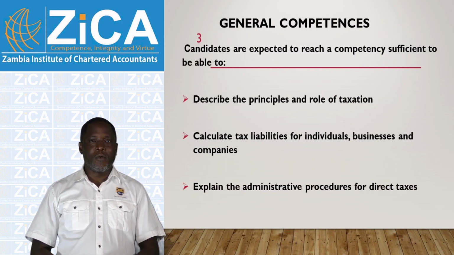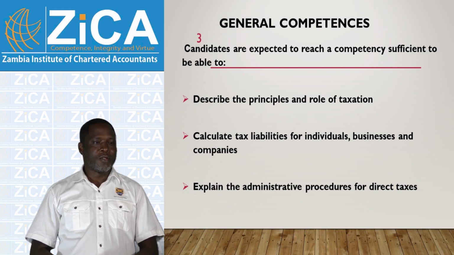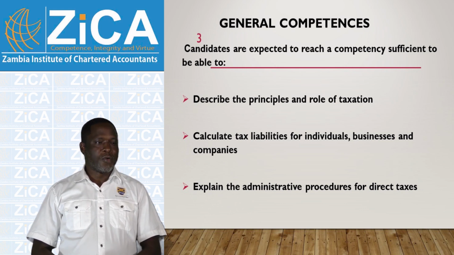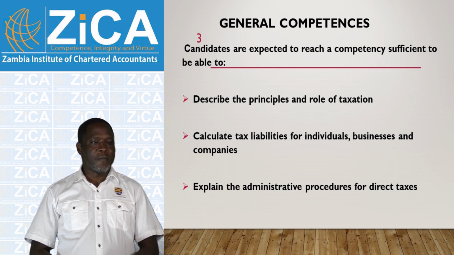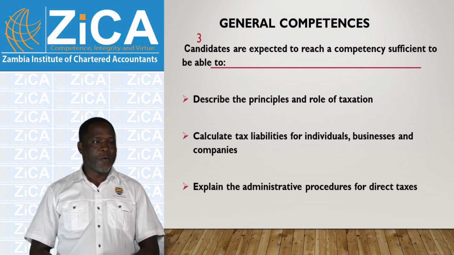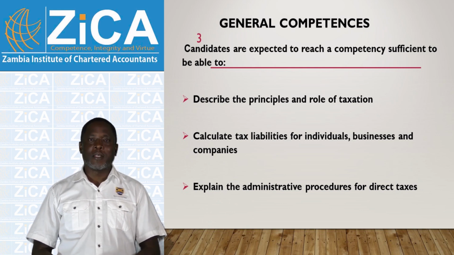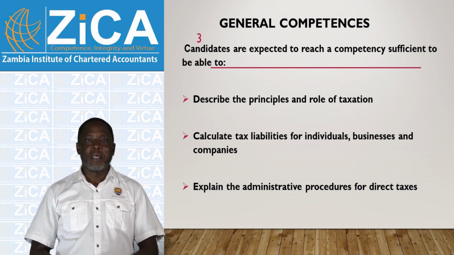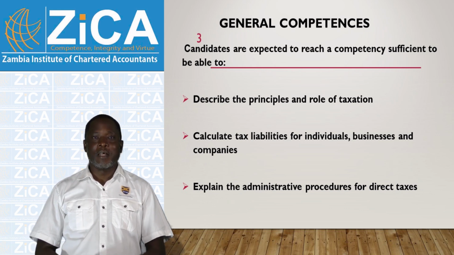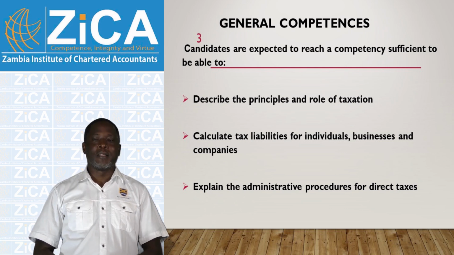We look at the general competences you are expected to demonstrate or to acquire after having completed these two courses. So you're expected to be able to describe the principles and role of taxation in an economy. Then you are also required to be able to compute the tax liabilities for different types of taxpayers, including sole traders, individuals in employment, individuals running partnership, as well as limited companies.